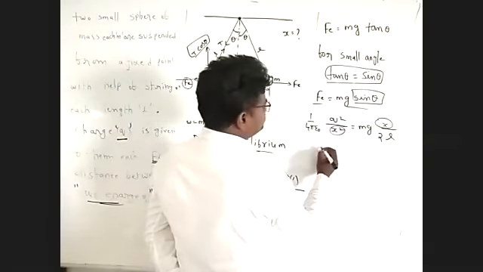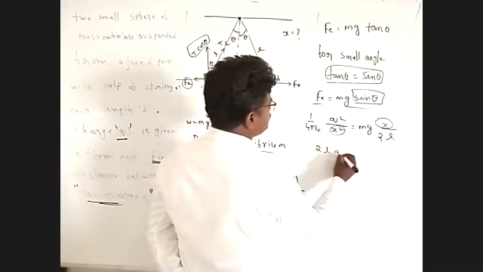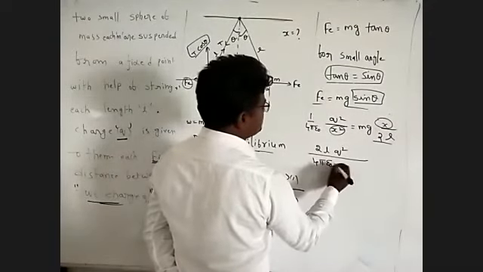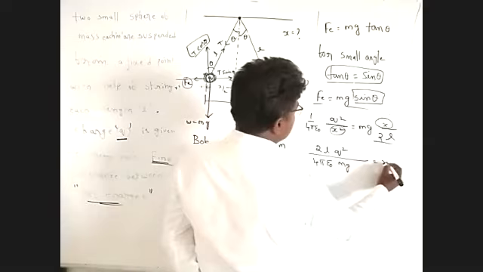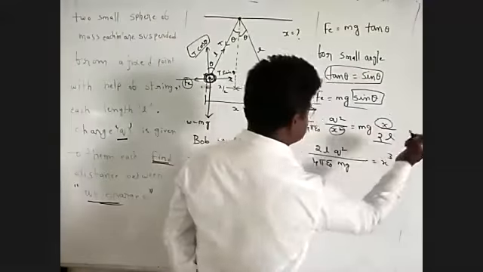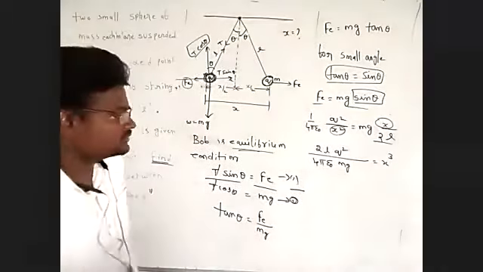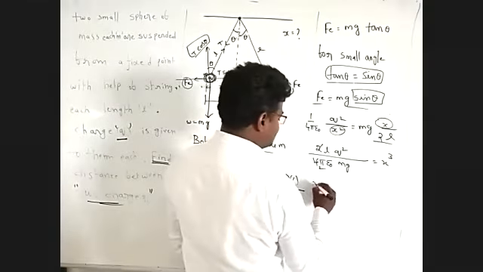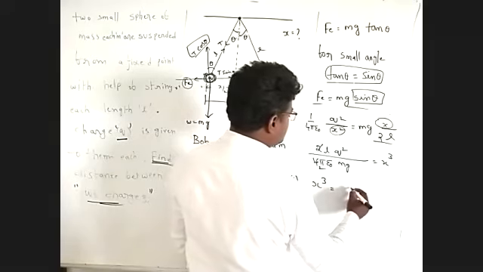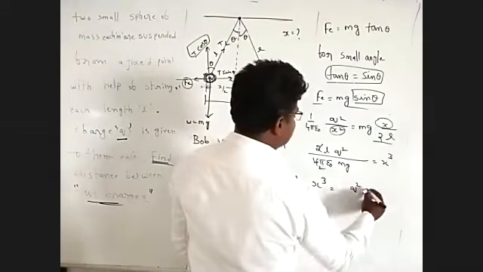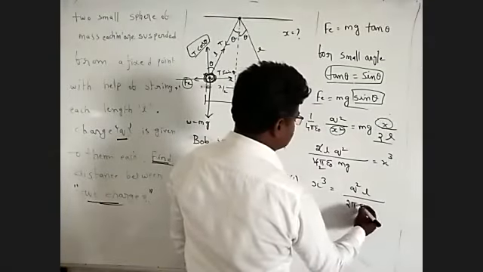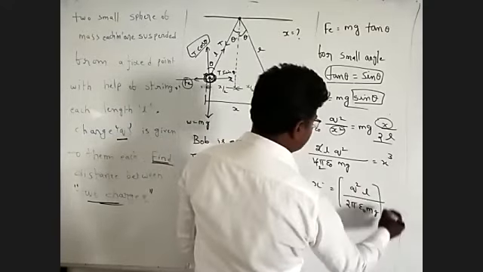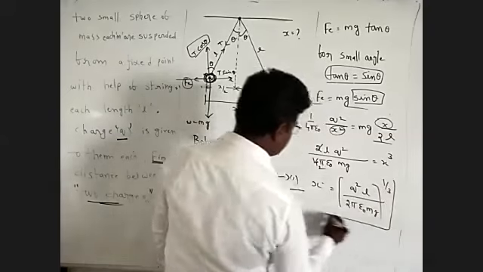Now 2l and q square: this 2l, take this side. Now 4 pi epsilon naught mg, take this side. Now you are getting x square into x, that is x cube. The 2s cancel. X cube is equal to q square L by 2 pi epsilon naught mg. Now this power 3 take this side: whole power of 1 by 3.